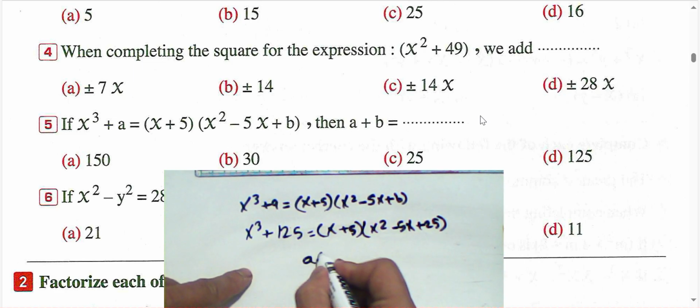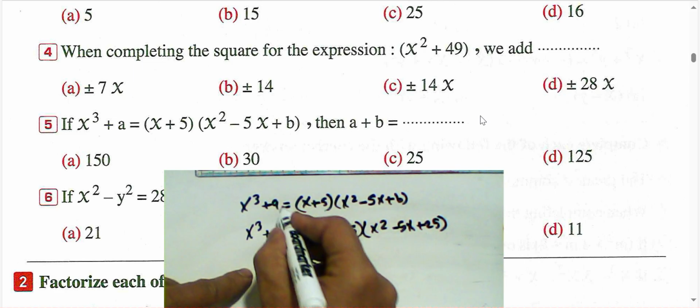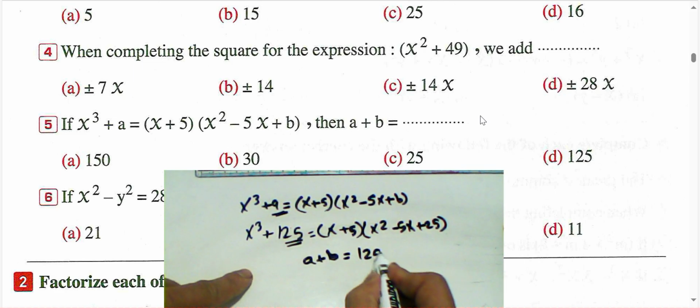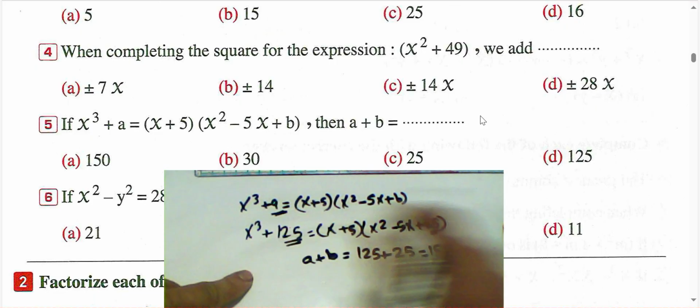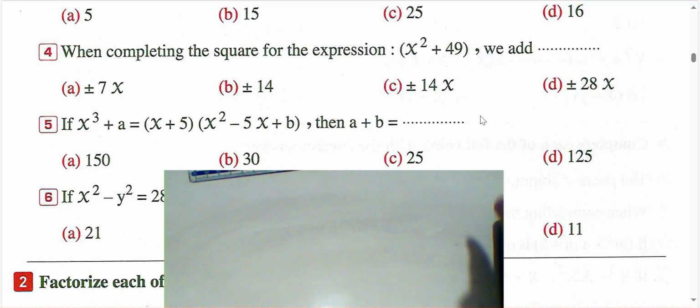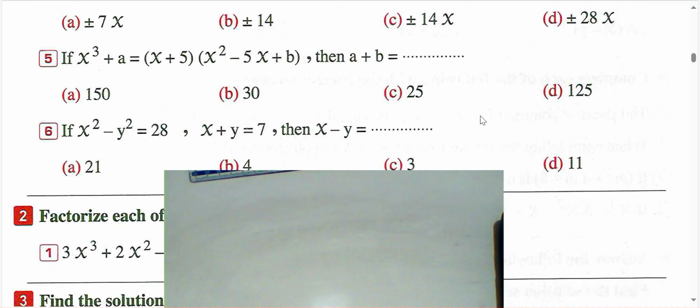He wants to find the value a plus b. Look at here, a equal 125 and b equal 25. Then the sum of them will be 150. Okay, choose letter E. Next question, number 6.